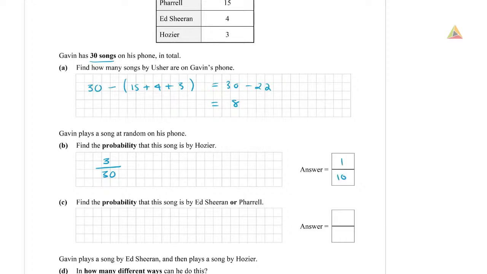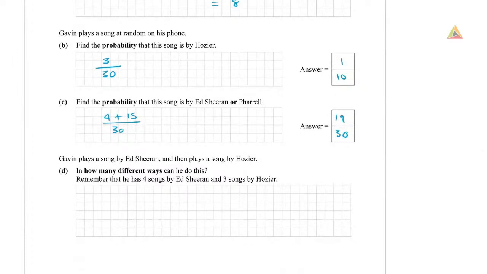Part C. Find the probability that this song is by Ed Sheeran or Pharrell. Okay, well it's a total of 30. So how many songs do we have by Ed Sheeran? We have 4. And how many songs do we have by Pharrell? We have 15. So 4 plus 15 over 30, and that will give you 19 over 30. And we can't break that down anymore.